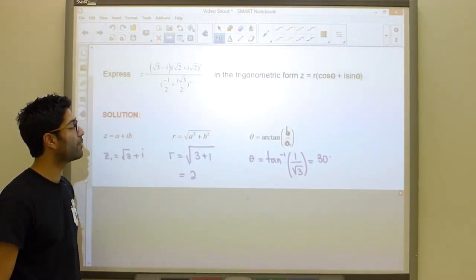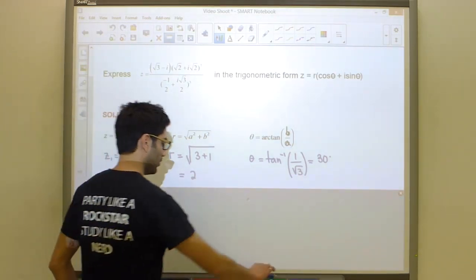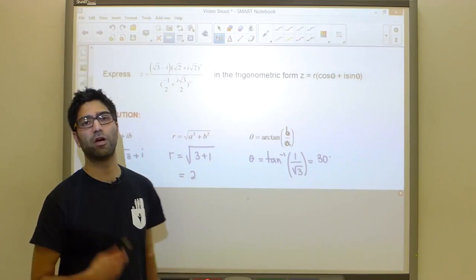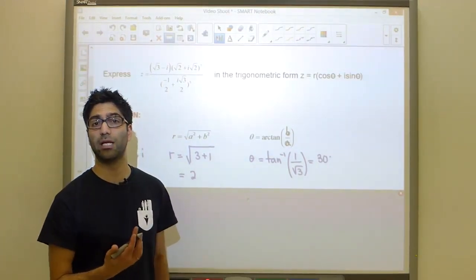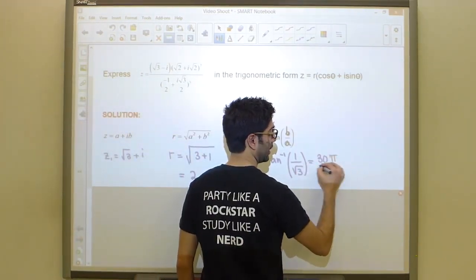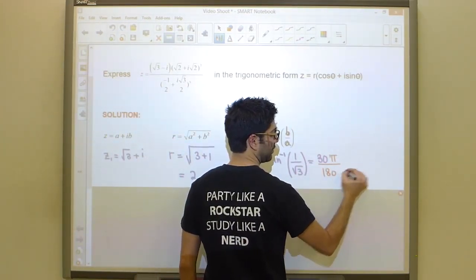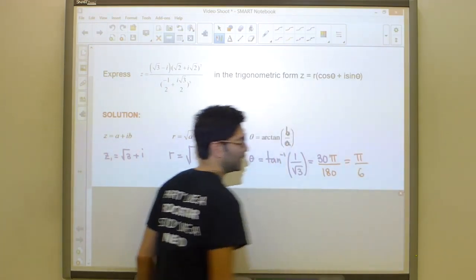And in these types of problems, we kind of always want to work in radians. So we know that in order to convert from degrees to radians, it's a matter of multiplying by pi and dividing by 180 every time. So if I want to convert this into radians, slap on a pi and divide by 180. Simplify this just a little bit. And now you have your angle in radians.